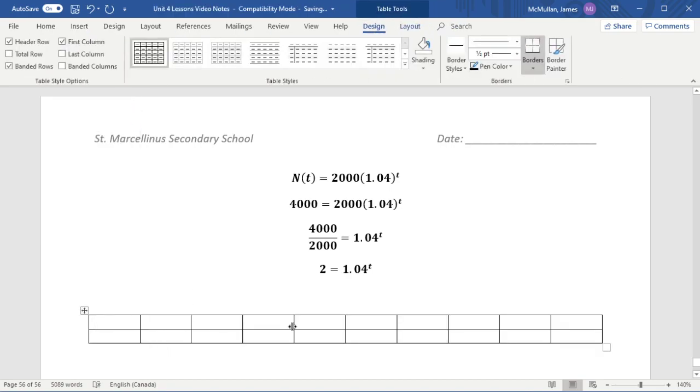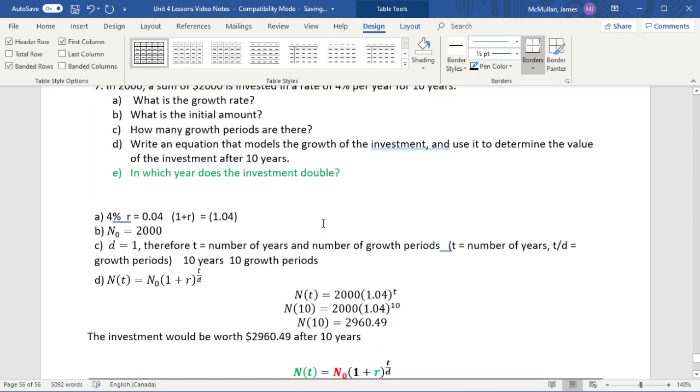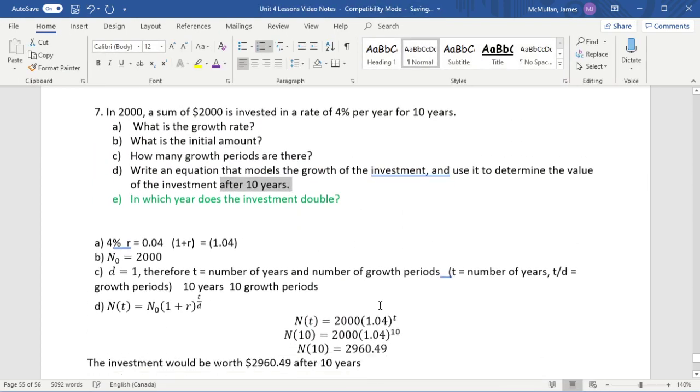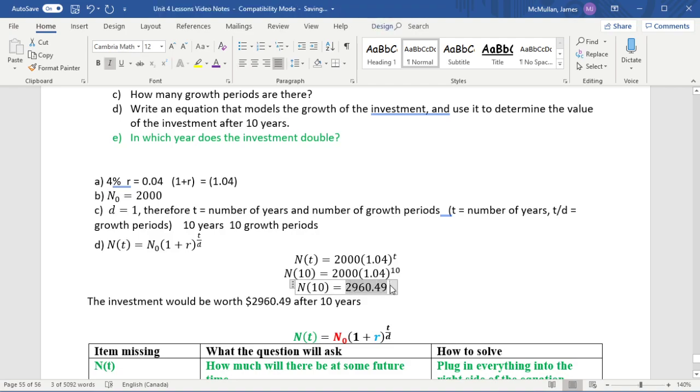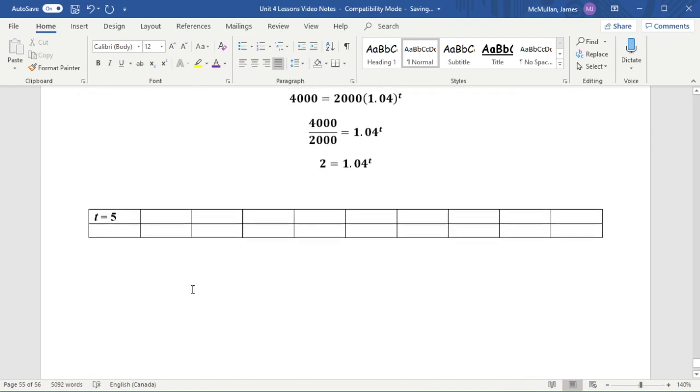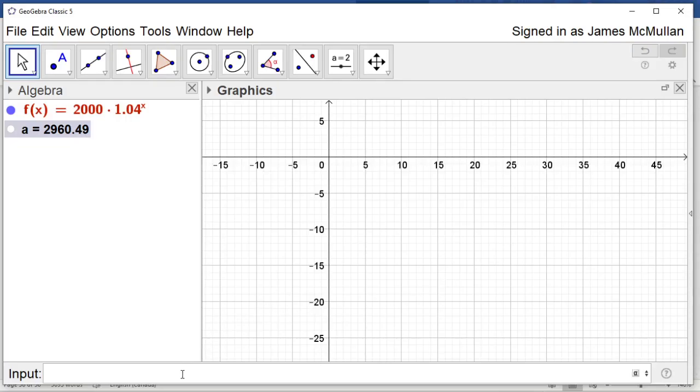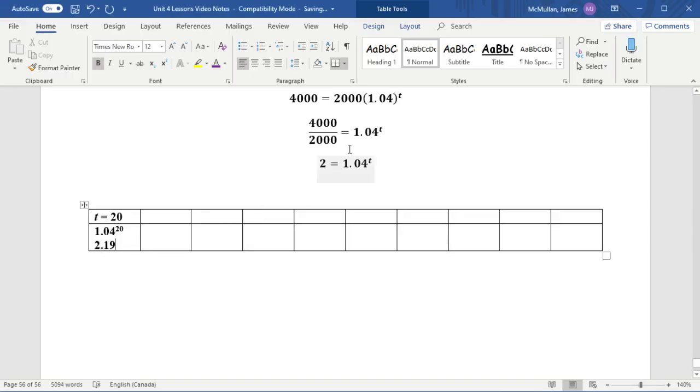Let's say I want to guess a value, so let's guess t. How long will it take the thing to double? Let's say 5 years. That's obviously a bad guess because even 10 years later, I knew it had only gone to $3,000. So let's take a guess that it's 20 years. So right down here, I'm going to go 1.04 to the power of 20, and what does that equal to? 1.04 to the power of 20 is equal to 2.19. Now, I wanted to know when it's equal to 2. So 2.19 is too big, right?